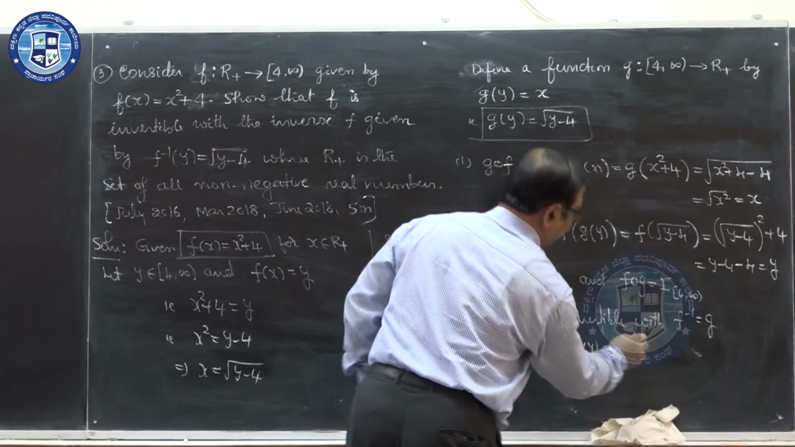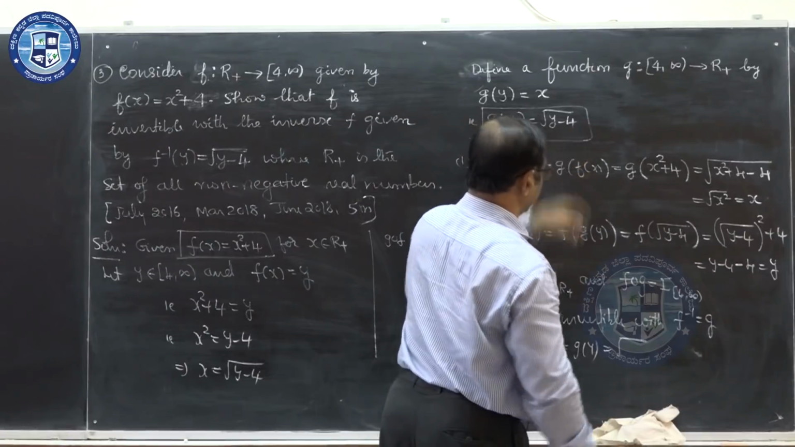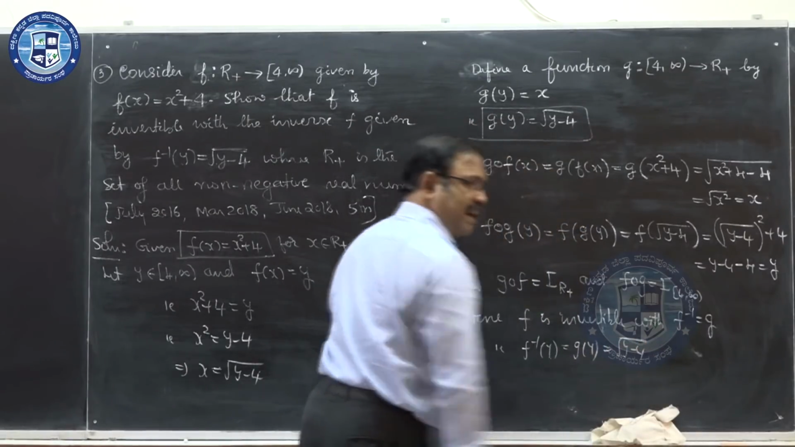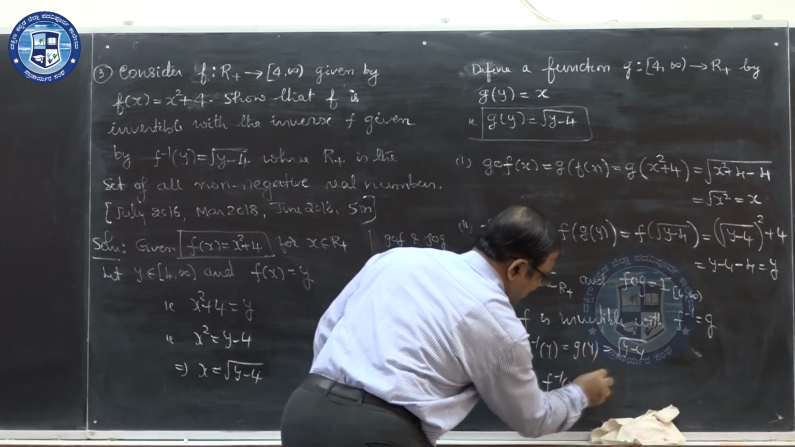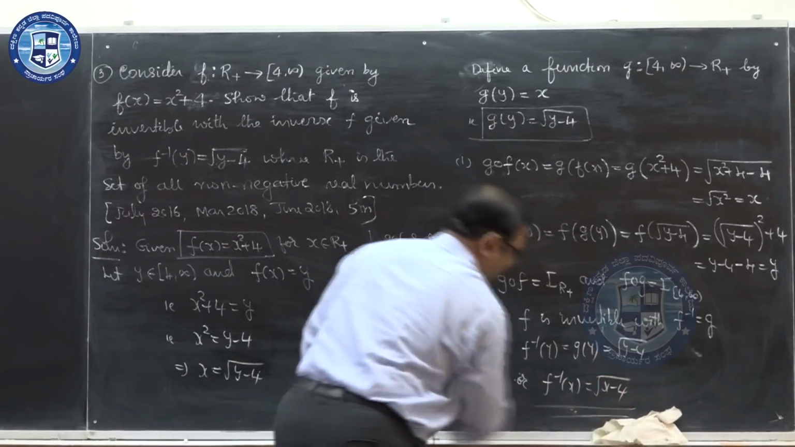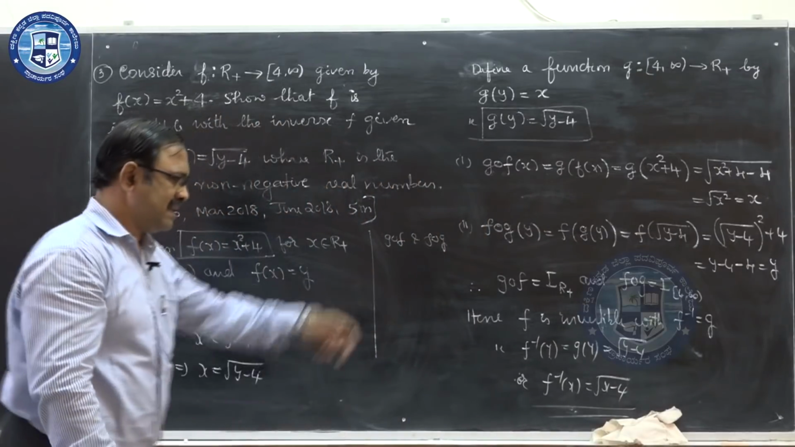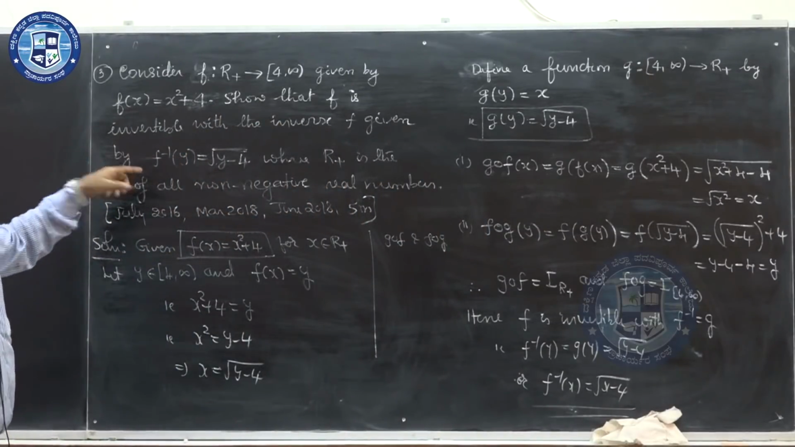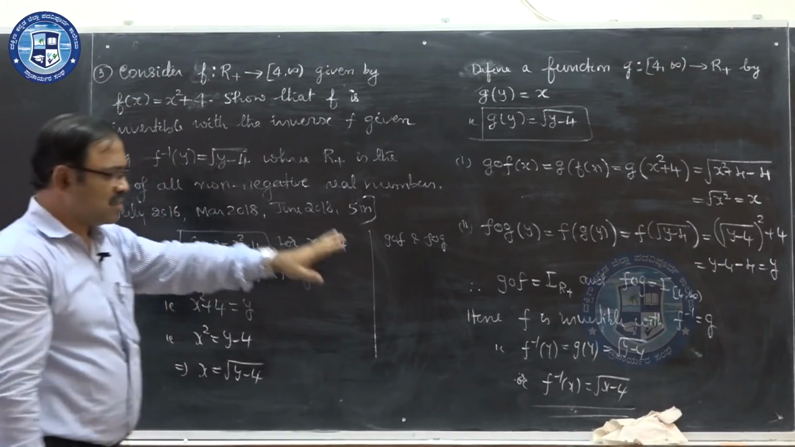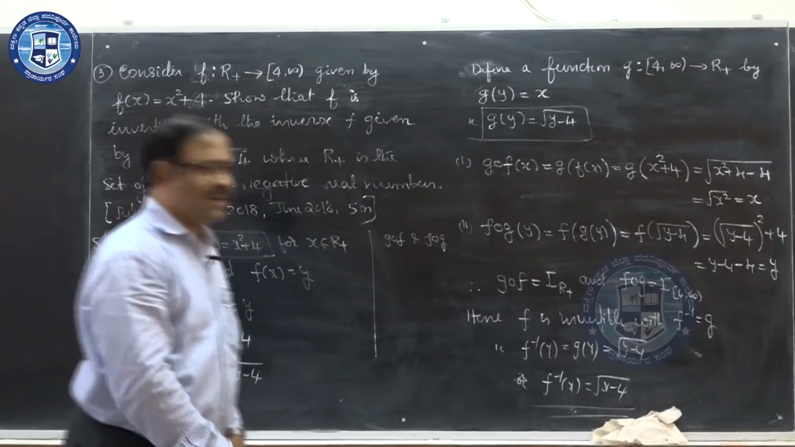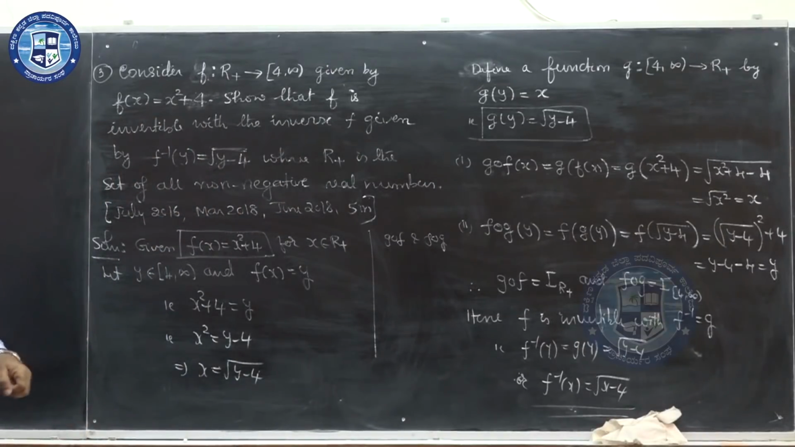What is the g of y? We have this already: root of y minus 4. Or if you write f inverse of x, root of x minus 4. But it is not necessary; they have just given it in the problem. f inverse of y is equal to root of y minus 4. You can stop the problem there itself. So once again, I hope this idea is clear.